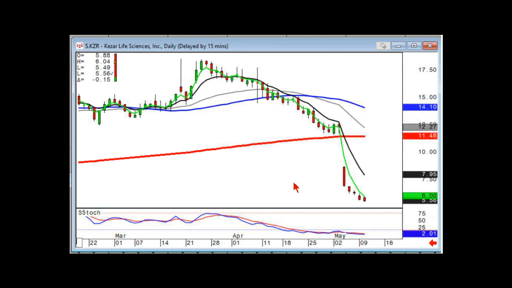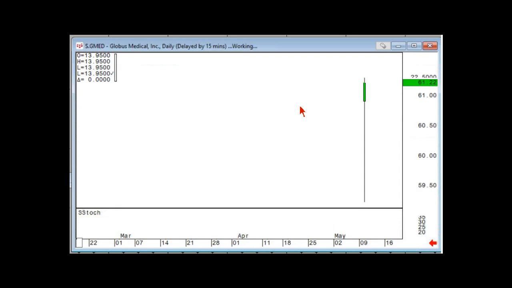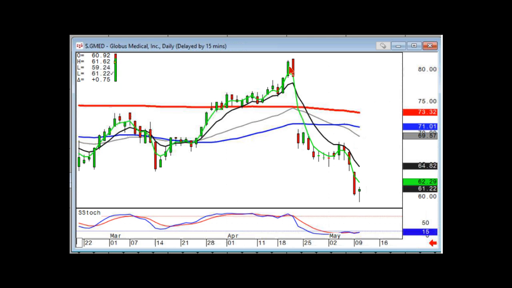So I'm showing these because you might not want to do every type of trade strategy. You might pick out a few strategies and learn them very well. Notice the gap down. What direction is this going? There's your bearish J-hook pattern. But the probabilities are you're still in a downtrend on GMED.